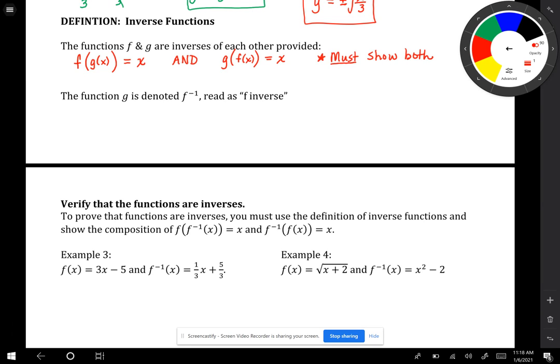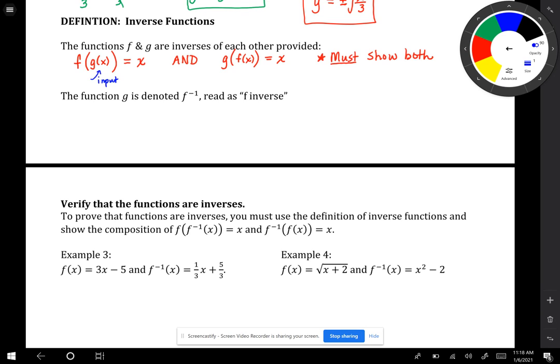But if you remember, this is the input of g, which then you would get an output for g. That output for g would then become the input for f. And so that's what we're going to do.